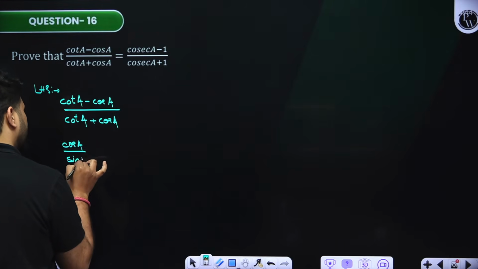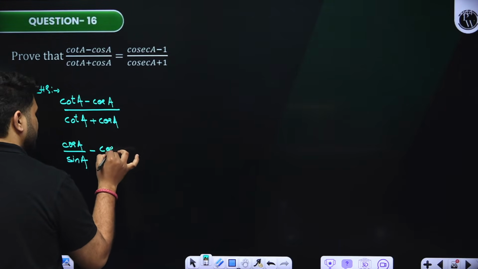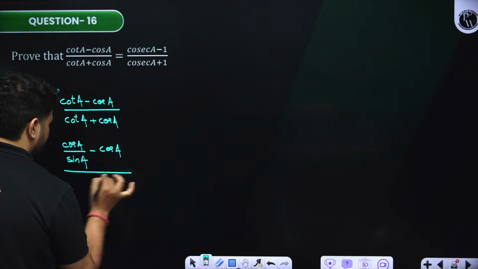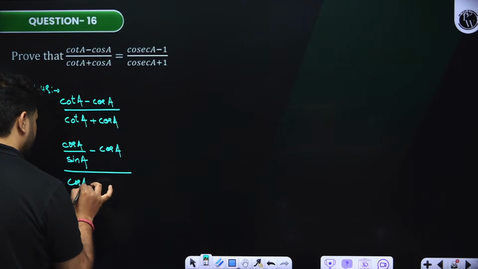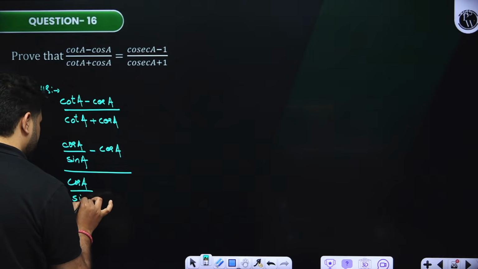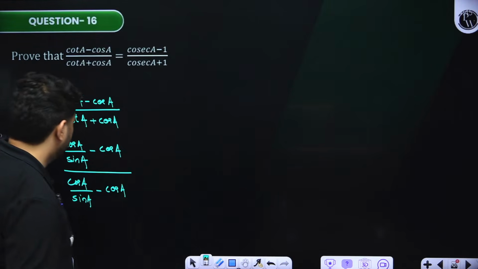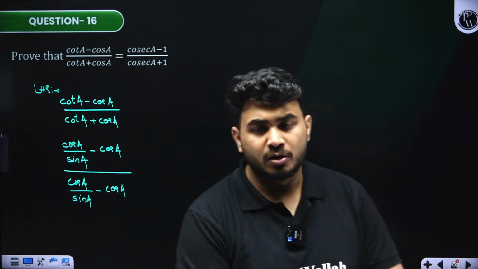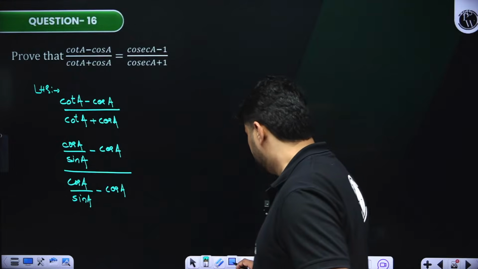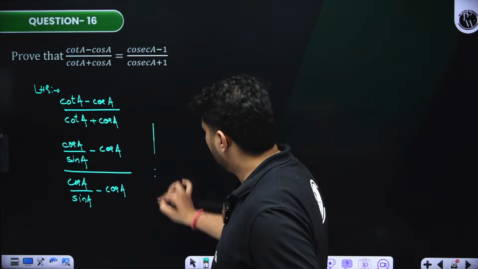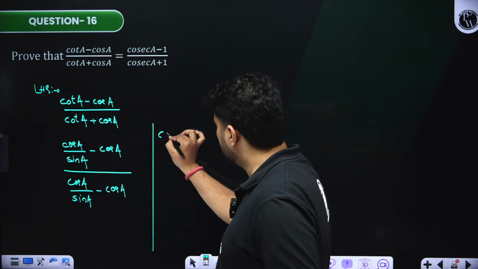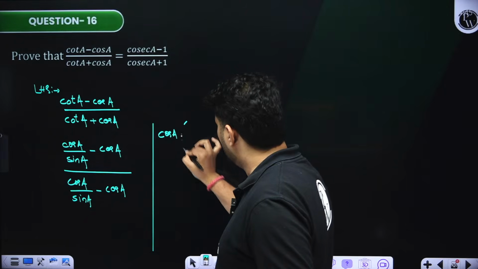Correct? Cot A can be written as cos A by sin A minus cos A whole divided by cos A by sin A minus cos A. Okay, so if you observe from here, we can take cos A common. Simple problem. If we take cos A common, students, we have 1 by sin A.